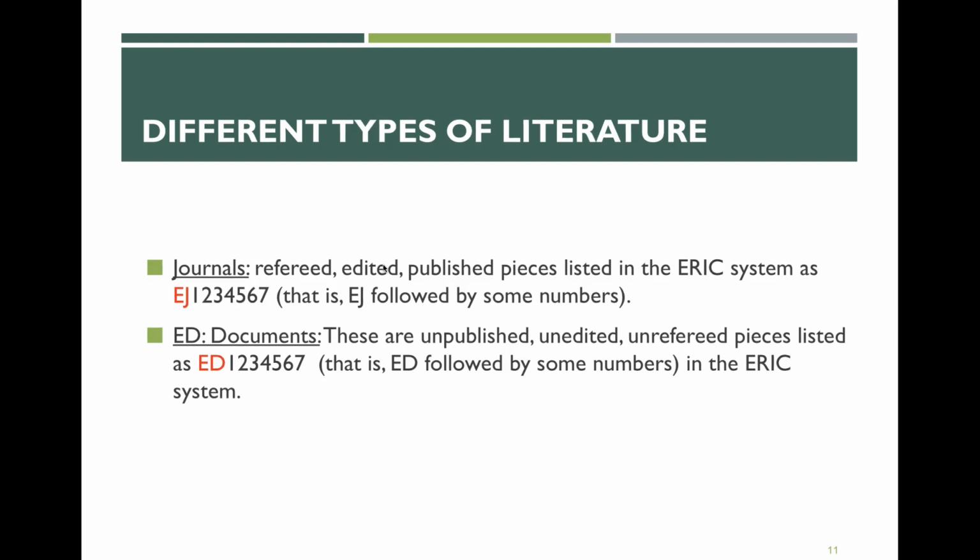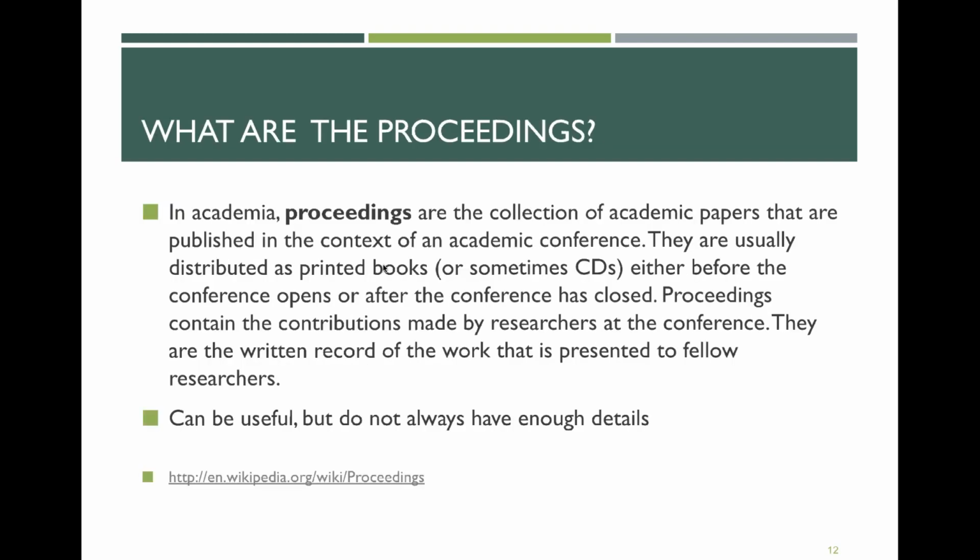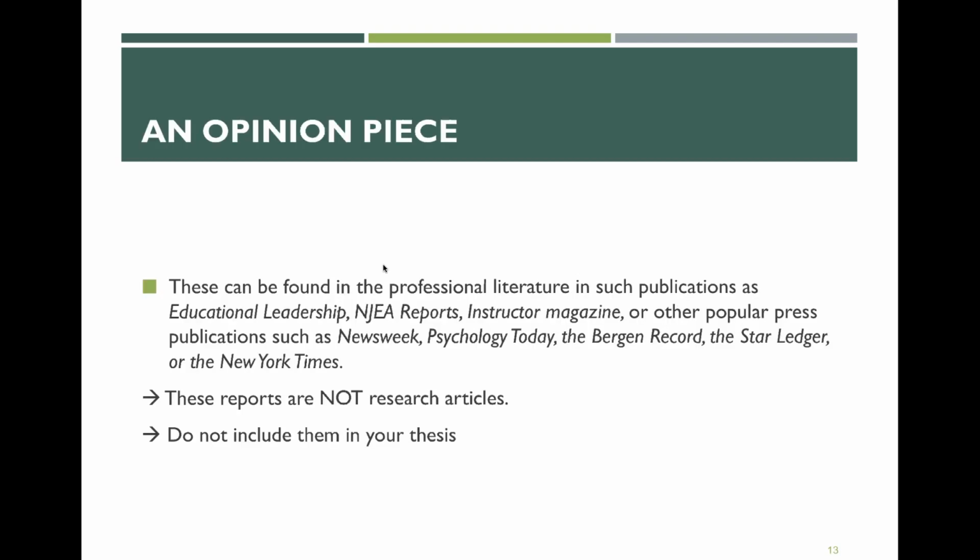All right, different types of literature that you might find. We talked about journals versus documents in ERIC. Proceedings are collections of academic papers that are based on a conference. These can be useful, but don't always have enough details for what you need. Because usually when you do a conference presentation, it's a shortened version of the research that you've done. And sometimes the presentation comes first and then the article, sometimes the article and then the presentation.